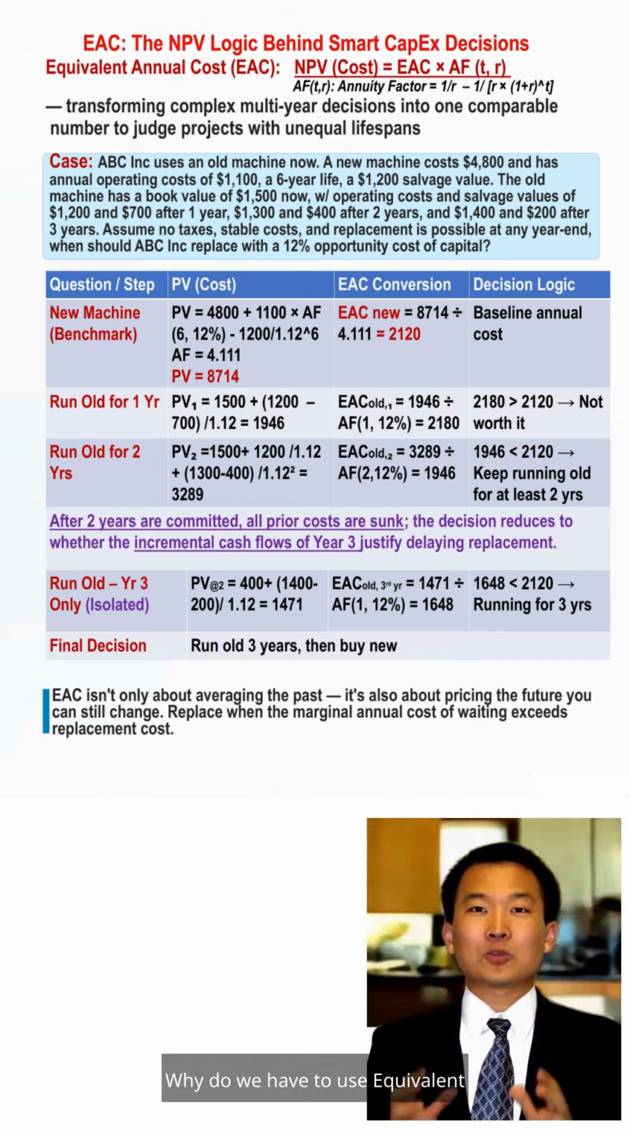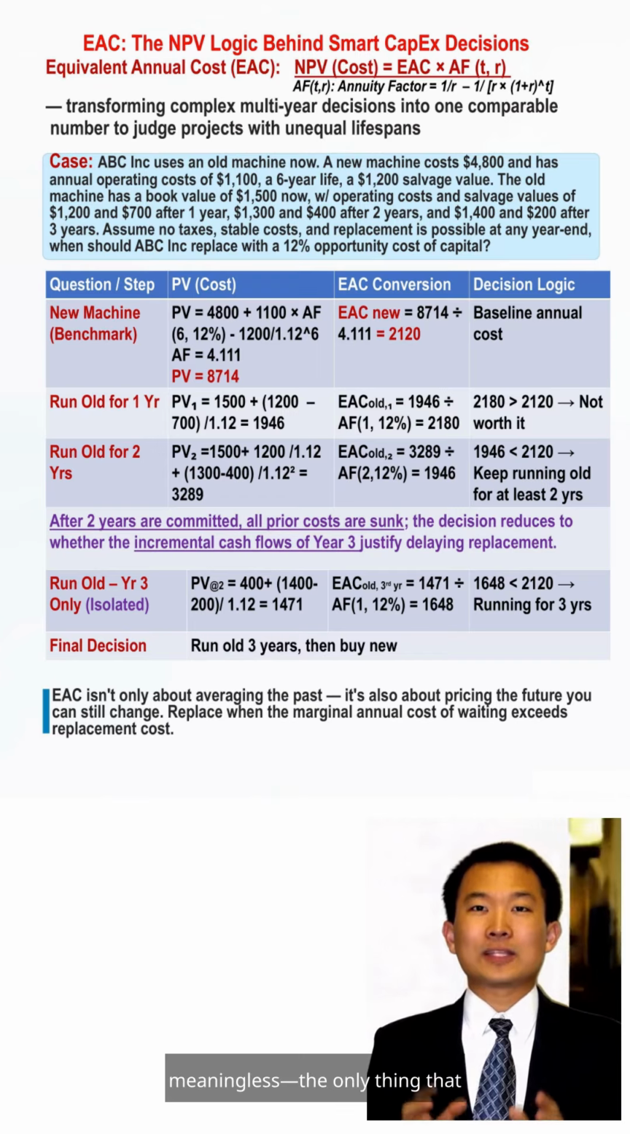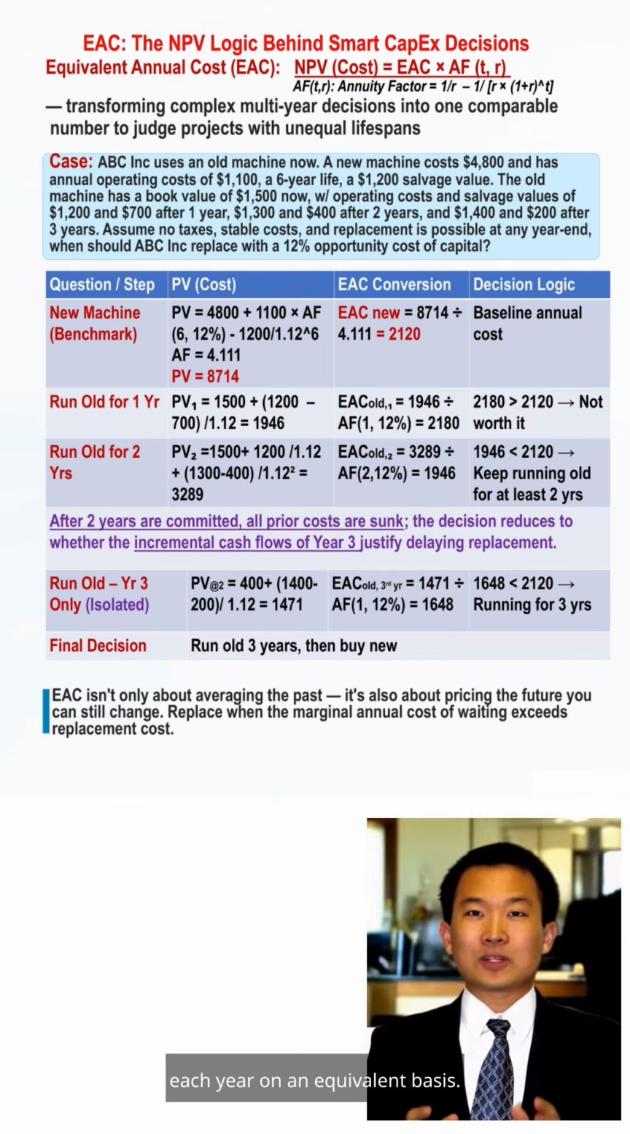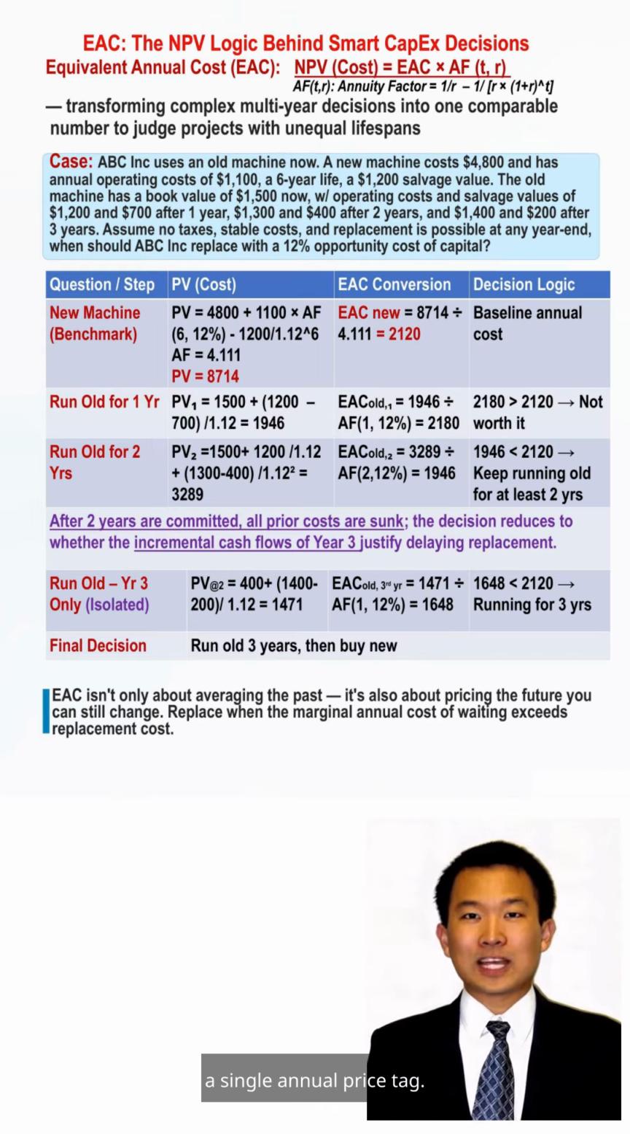Today we'll use a corporate finance example to understand a concept that's often misunderstood: the equivalent annual cost, EAC, in capital expenditure decisions. Why do we have to use equivalent annual cost? Because when equipment has different lifespans and costs are uneven, the total cost becomes meaningless. The only thing that matters is how much you have to pay each year on an equivalent basis. EAC is about compressing a complex, multi-year cash flow decision into a single annual price tag.